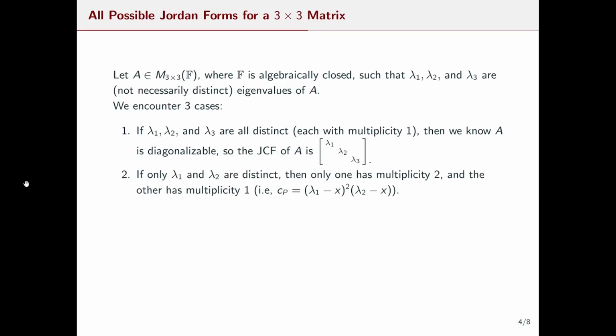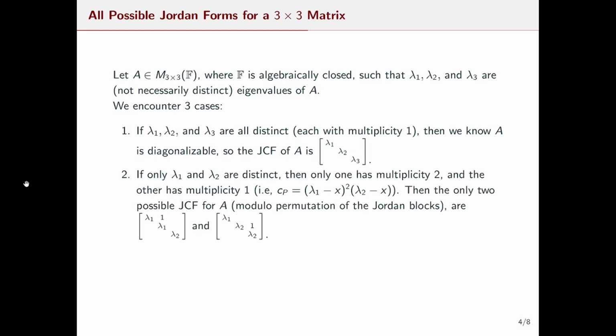If only 2 eigenvalues are distinct, one will have multiplicity 2, and its Jordan block will be of size 2, and the other will have multiplicity 1. We can see then we're forced to have only 2 possible Jordan canonical forms. Of course, this is modulo the permutation of the Jordan blocks. And they look like this, where in this case, λ_1 has multiplicity 2, and in this case, λ_2 has multiplicity 2. If there's only one eigenvalue repeated 3 times, then the Jordan canonical form is just that Jordan block.